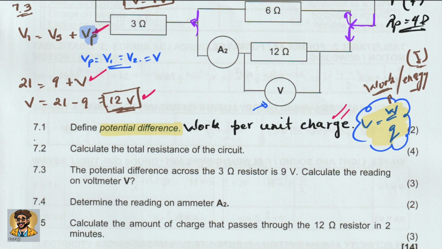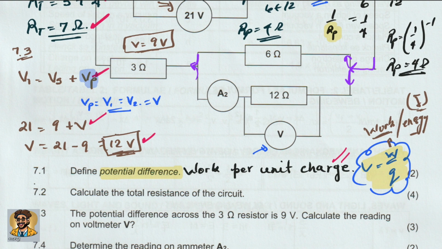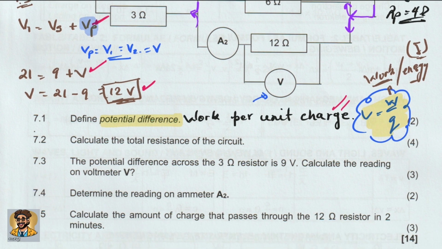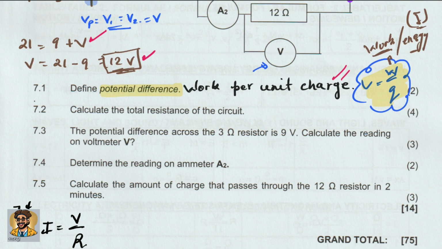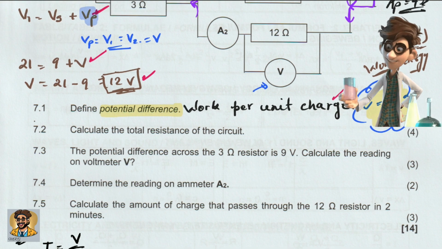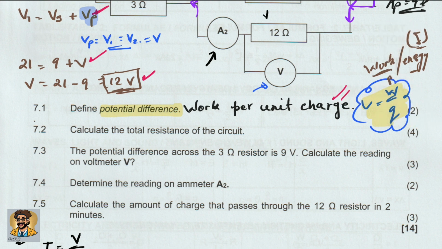Determine the reading of the ammeter A2. For that ammeter A2, guys, we're going to use the simple formula: current equals potential difference divided by resistance. This is question 7.4. This is Ohm's law, and we can apply it because it's very, very easy. We're looking for the current, so we need the resistance and the potential difference which we just calculated.